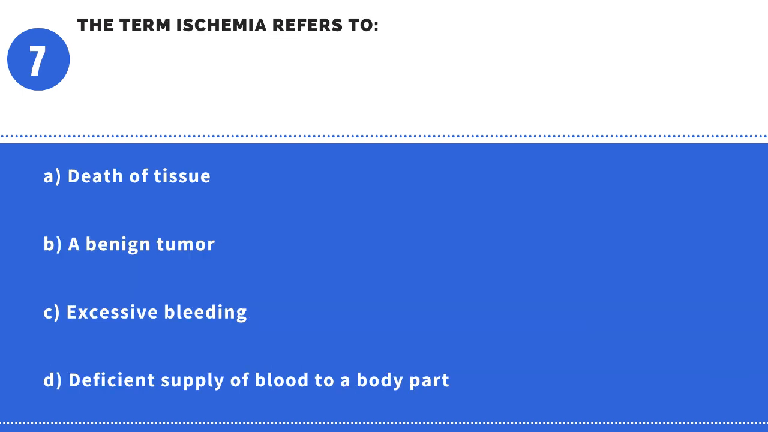Question 7. The term ischemia refers to A. Death of tissue. B. A benign tumor. C. Excessive bleeding. D. Deficient supply of blood to a body part.